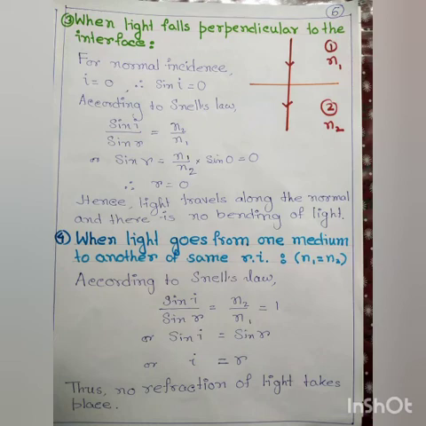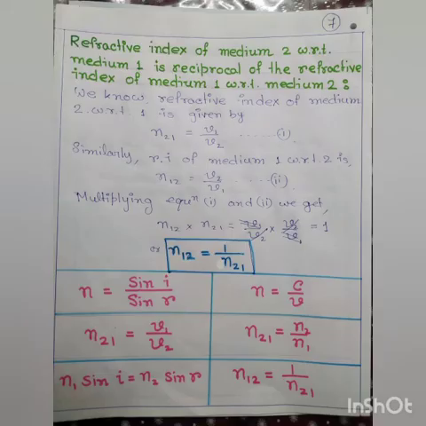Next, we will discuss that the refractive index of medium 2 with respect to medium 1 is the reciprocal of the refractive index of medium 1 with respect to medium 2. As we know, N21, the refractive index of medium 2 with respect to medium 1, is given by V1 by V2. This is the relation we have discussed today for relative refractive index. So, N21 is equal to V1 by V2.